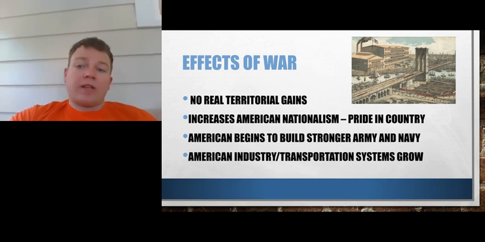Just like with the Embargo Act of 1807, a war is going to stop trade, which is going to cause our industry to grow and the Industrial Revolution to take place, because we need to be able to build and supply and meet the demands of our own home people.